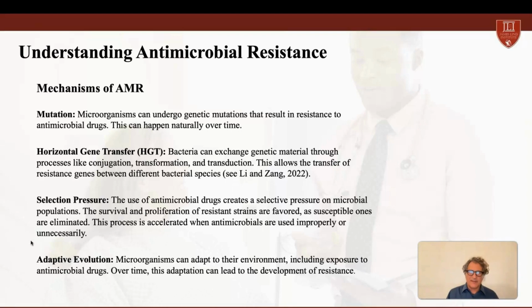The mechanisms of antibiotic resistance affect the human body or the animal body in different ways. There is mutation, horizontal gene transfer, selection pressure, and also adaptive evolution. I am just listing these. Of course, this is not the specific lecture where we talk about this. If you'd like to have a look at how horizontal gene transfer really works, I also listed this publication in the reference and in the recommended readings.